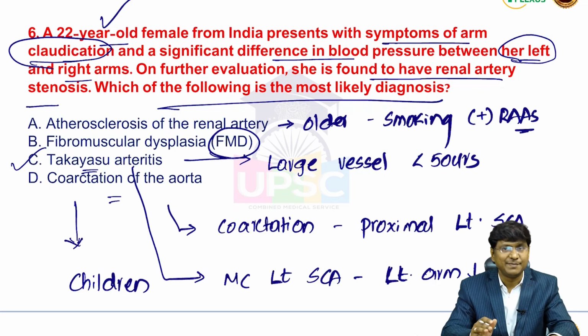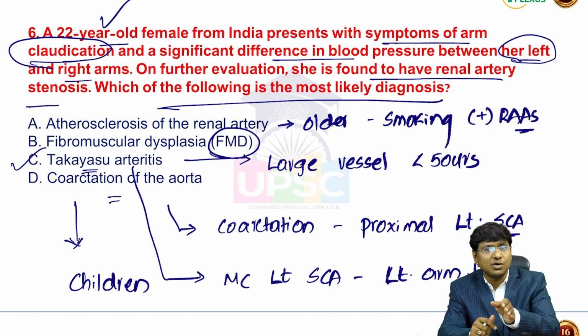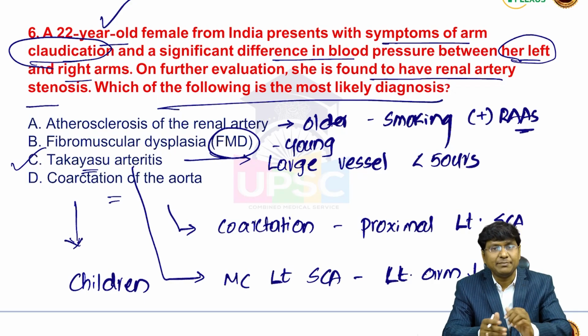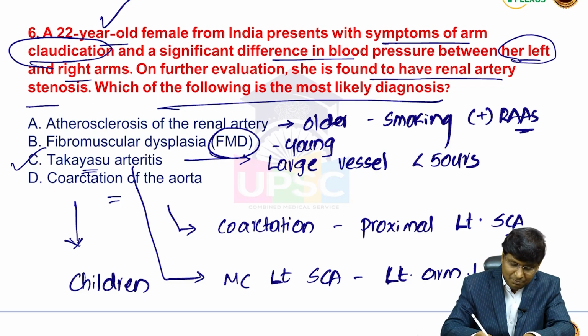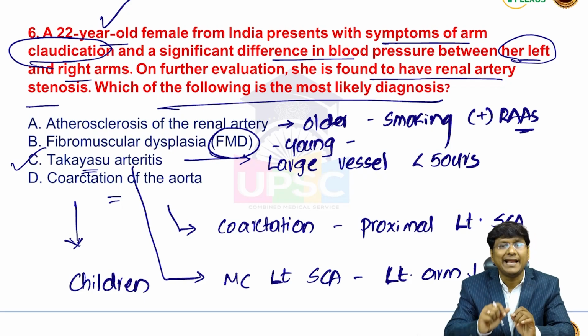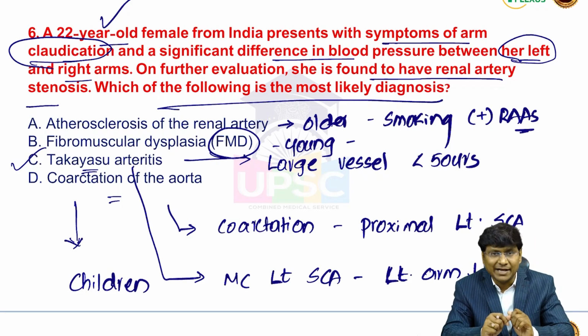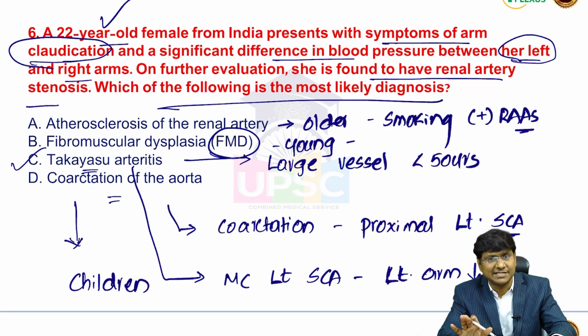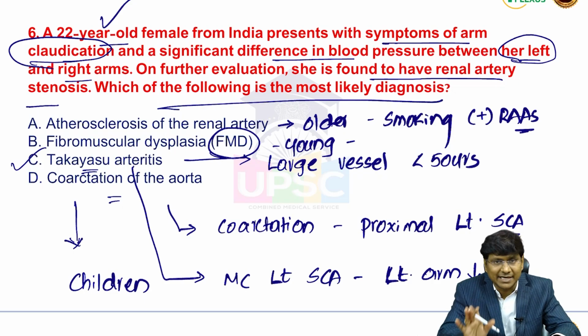Then fibromuscular dysplasia. Fibromuscular dysplasia is another cause of renal artery stenosis, typically seen in young females. This is characterized by abnormal cell growth in the arterial wall, which will lead to narrowing of the vessel. There will be activation of RAS causing hypertension. And coarctation of aorta, as we have just discussed. So this is about Takayasu arteritis, which is a large vessel vasculitis.